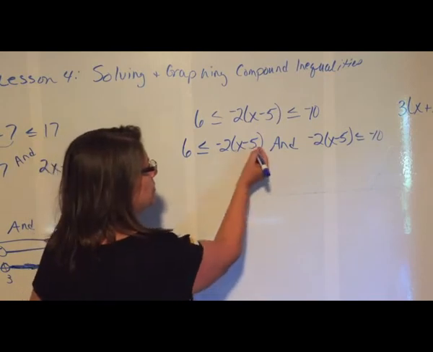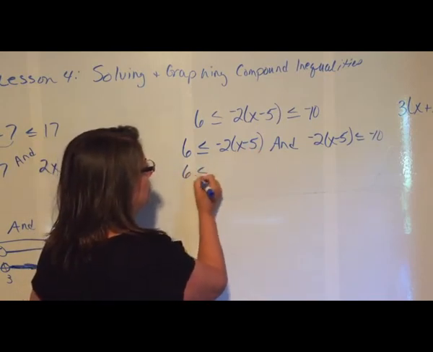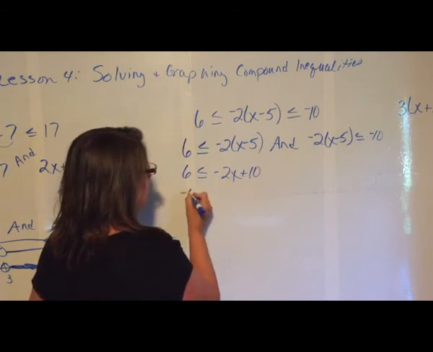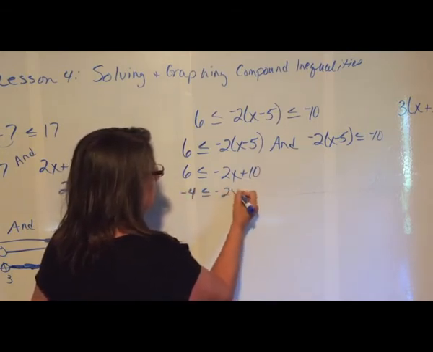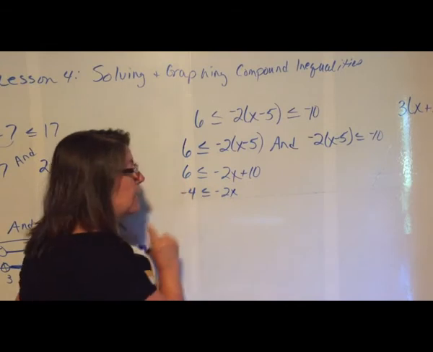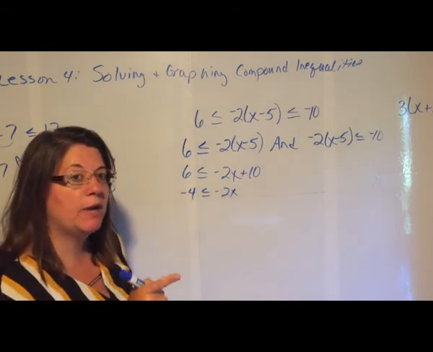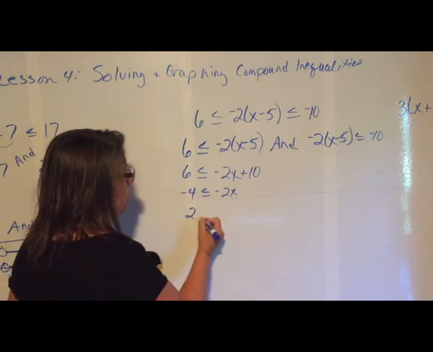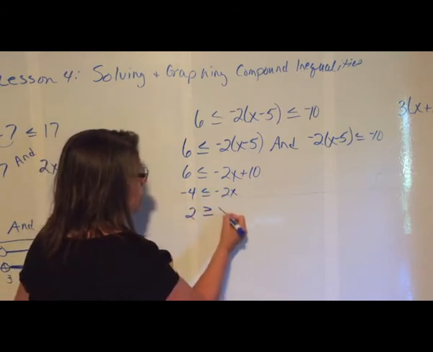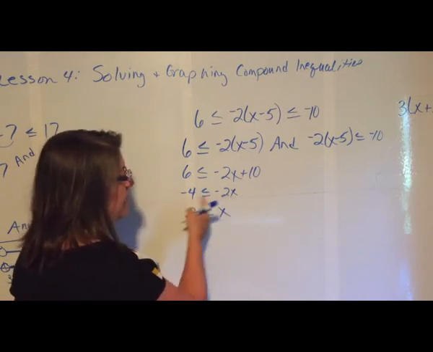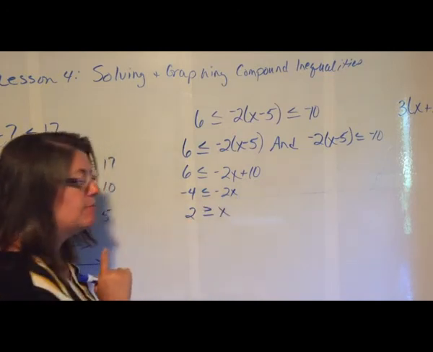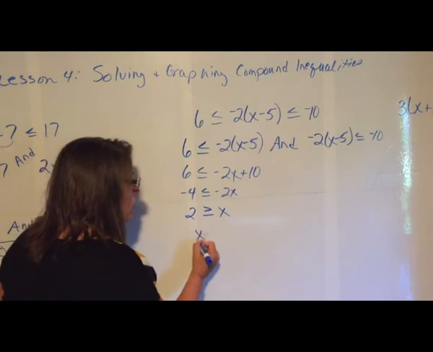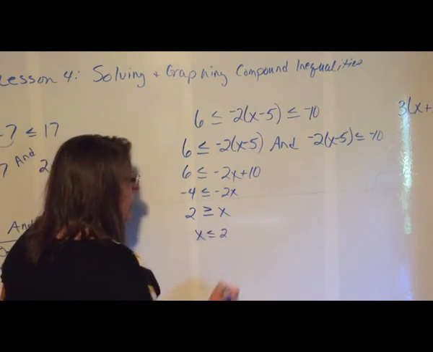So I'm going to distribute the -2, subtract the 10, divide by -2. If we divide by a negative, remember we have to flip the inequality. So if I divide by -2 on both sides, I have 2 is greater than or equal to x. I flipped it around because I divided by a negative. And then to make my graphing easier, I want the x on the left. So I'm going to flip it again.